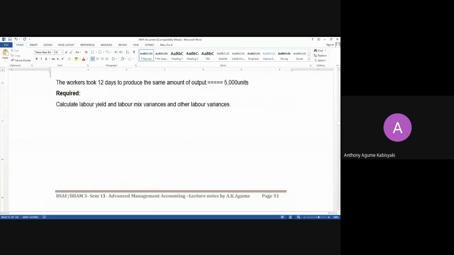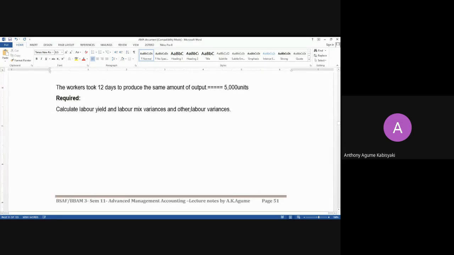Now they're saying that you calculate the labor yield and labor mix variance and other labor variances. So the variances that you need to compute here would be labor cost variance, labor rate variance, labor efficiency variance, then labor mix variance, because I don't have idle time in this case, and then labor yield variance. So these are 1, 2, 3, 4, 5.